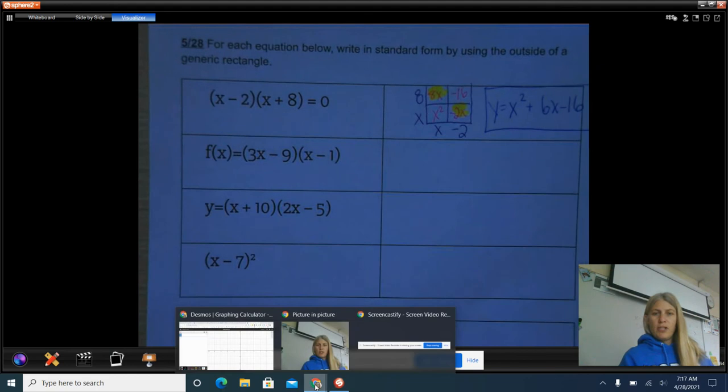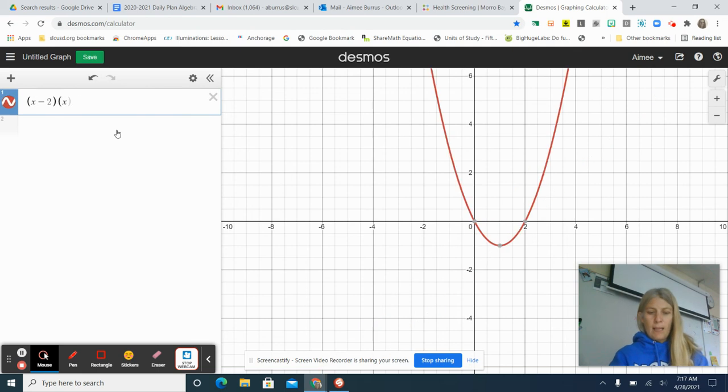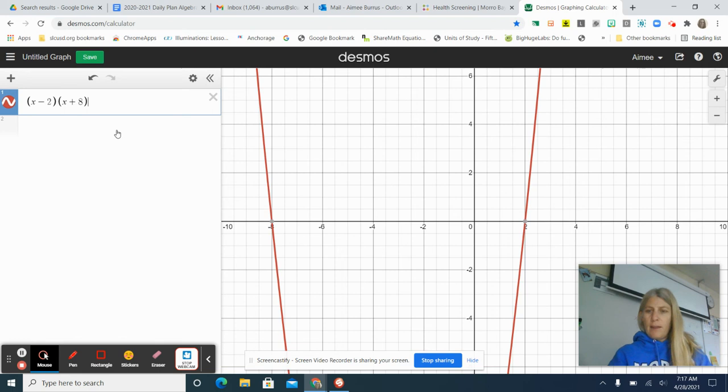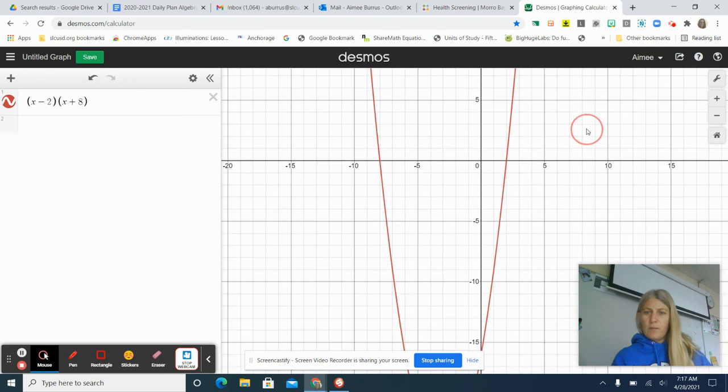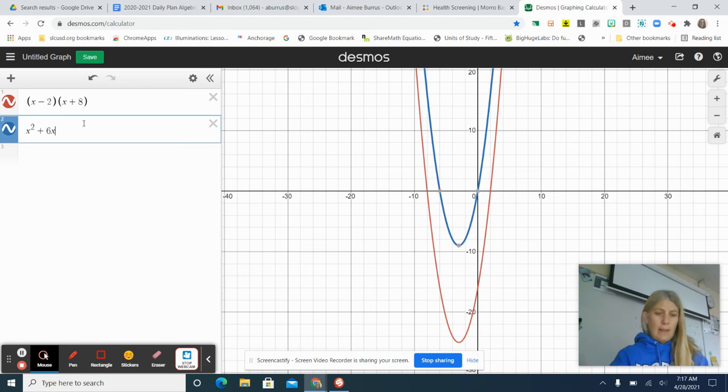And then we can go ahead and check it with our Desmos graphing calculator. We type in our problem in product form, and there is our parabola. Let's go ahead and get it so we can see the root as well. There we go. And then we type our answer. So our answer here was x squared plus 6x minus 16. And as you can see, they're the same parabola, and they have a root at -8 and a root at 2. So we know that we solved that correctly.